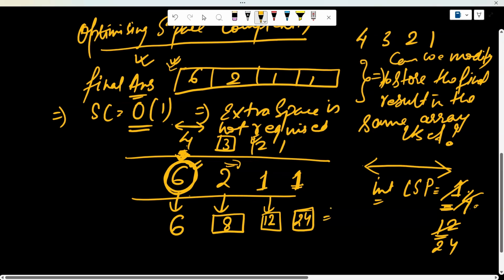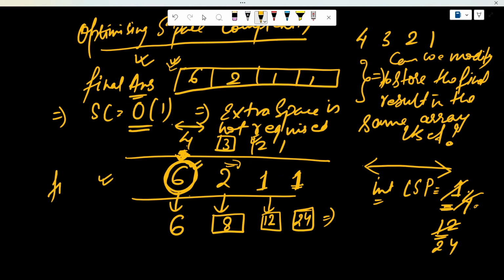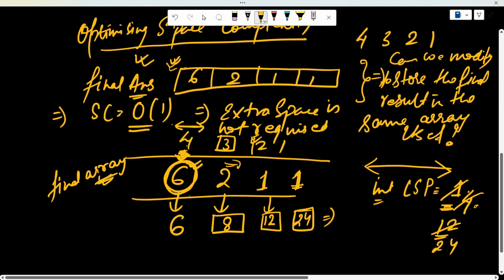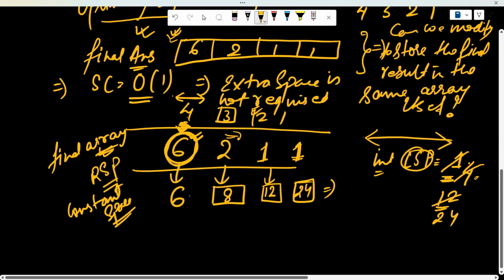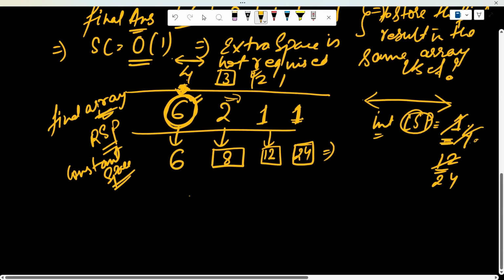that is 24. So in this way, we can see we have used the final array which we are going to return as the intermediate steps also. In this only we have stored the right side of the product, and in extra we have used one variable which we can say is constant space. And if we see the time complexity, we are iterating the array only 2 times. So we have reduced the space as well as time complexity.